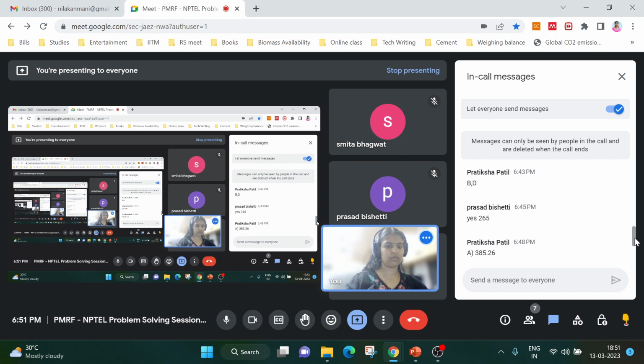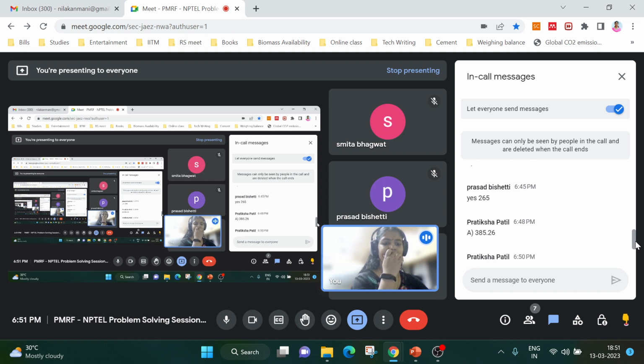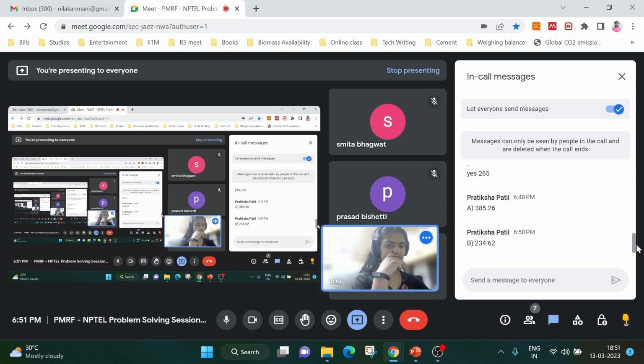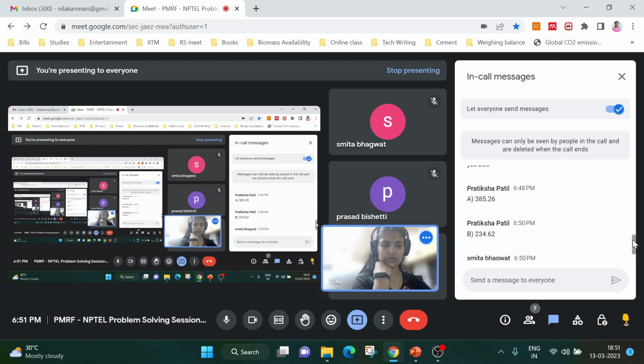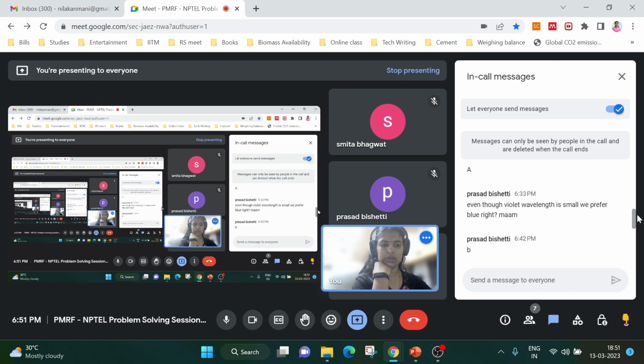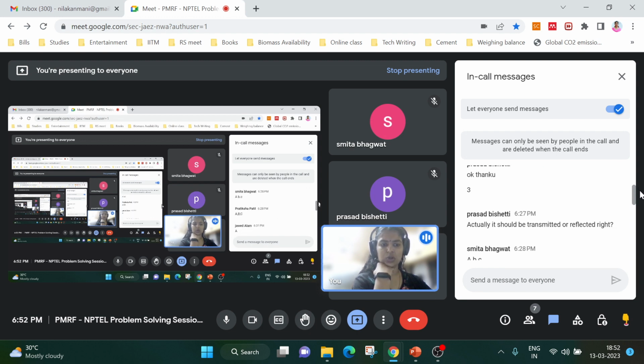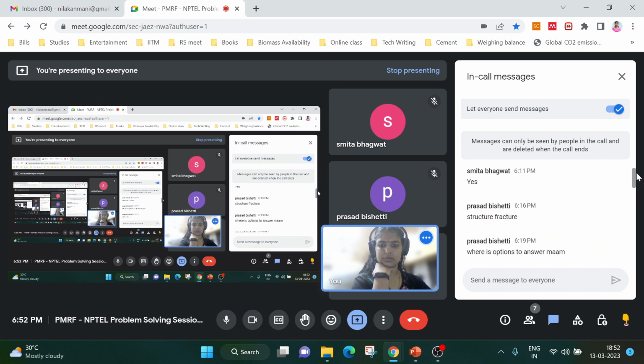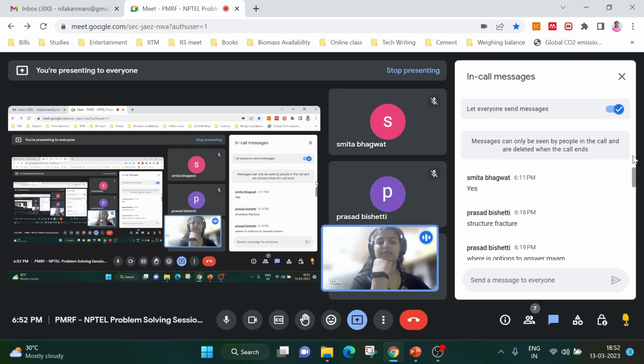265. I didn't get the 265. Okay. 385 is okay. 26.06 was right. 234.615 or 62 is right. Okay, fine. I could see answers particularly from Pratiksha Patil and then Smita Bhavat, Prasad Bishop. I could not see any answer from other people. Are you guys still in the class?